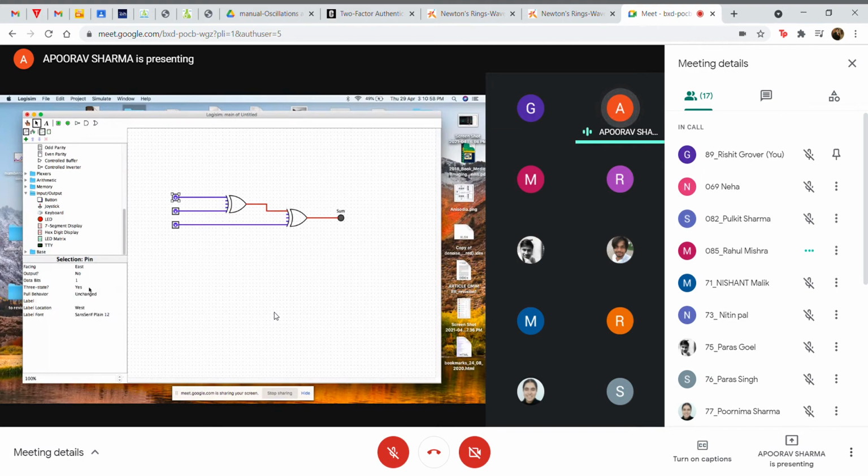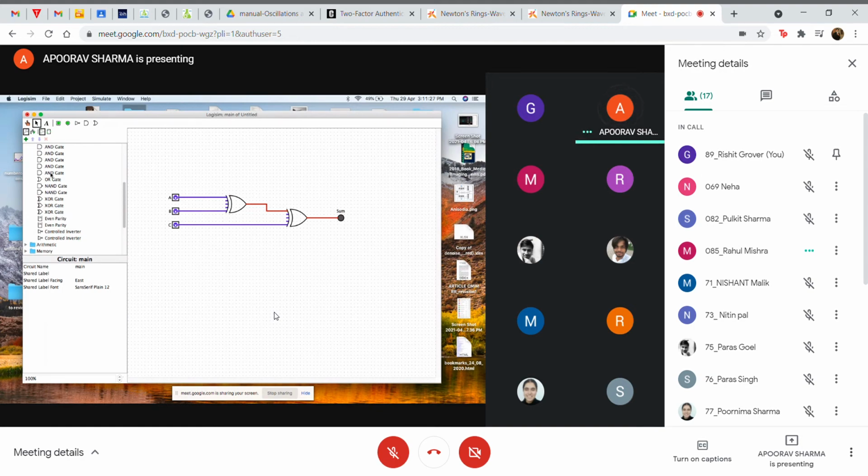This is your A input. Okay. This is your B and this is your C. Okay. And what was the expression for carry? Carry was AB, BC, and CA.